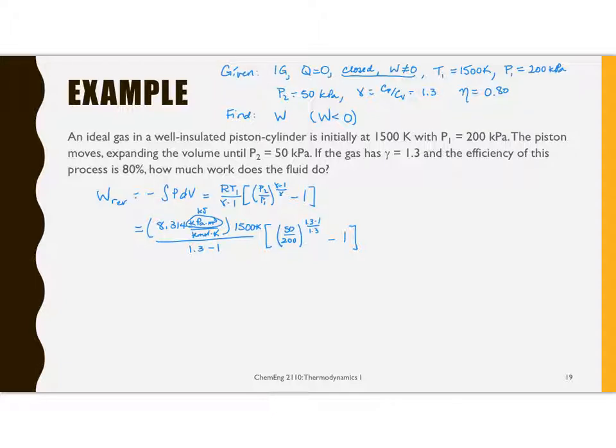So when I do this, I get that the work for the reversible process would be negative 11,382 kilojoules per kilomole. So this is specific work. And if we take the standard that we're going to write our answers between 1 and 1,000, then this is negative 11.4 megajoules per kilomole. Now this is the ideal, this is not the actual. So we don't want to stop here. We want to take the next step.